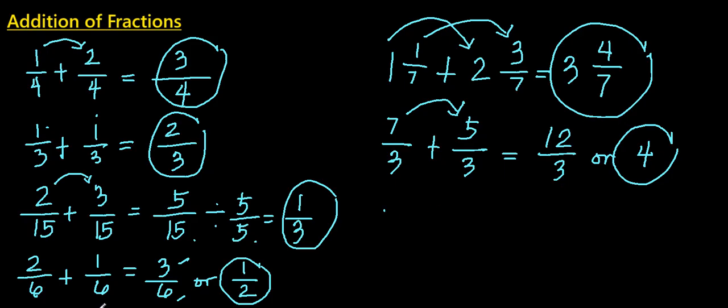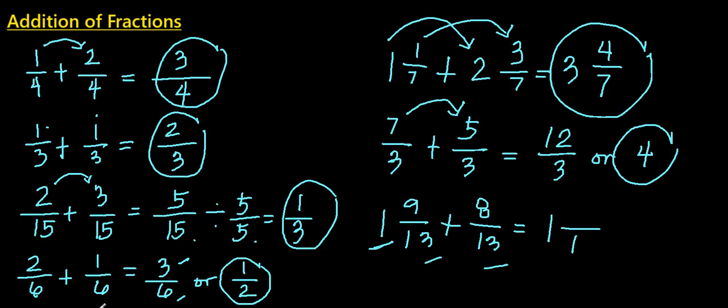Another example, we have 1 and 9/13 plus 8/13. So we can copy, since the second term doesn't have a whole number, we can just copy the whole number 1. Then copy also the denominator, 13. Then add both numerators. 9 plus 8 is 17. As you notice, 17/13 is also an improper fraction, so we have to reduce this to lowest term.